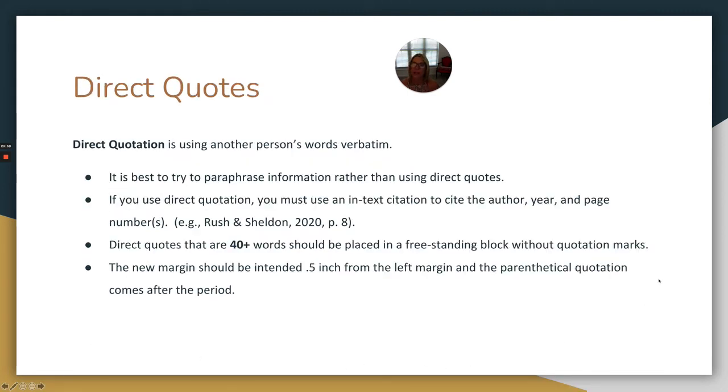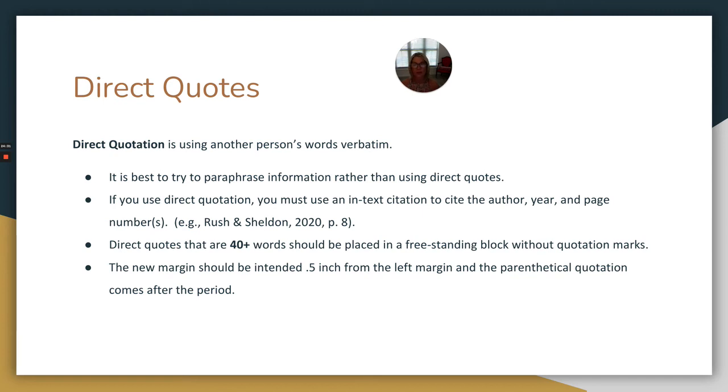And then using direct quotes, you need to be very careful about using direct quotes. It's better to take someone else's ideas and paraphrase that than it is to use a lot of direct quotes in the body of your paper. But it is okay to use direct quotes when you want to use that other person's words verbatim. So like I said, it is best to try to paraphrase that rather than using direct quotes.